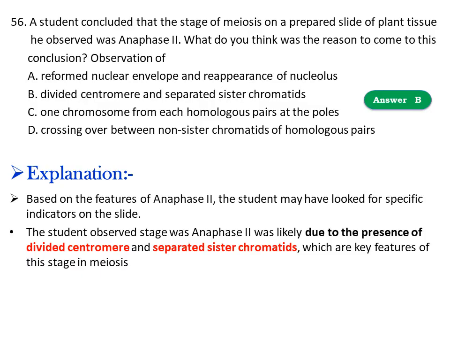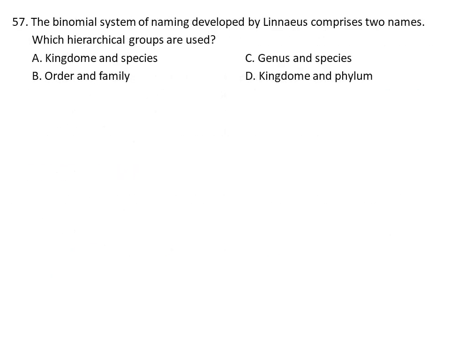Based on the features of anaphase 2, the student may look for specific indicators on the slide. A student observing the stage of anaphase 2 was likely doing so due to the presence of divided centromeres and separate sister chromatids, which is a key feature of this stage of meiosis.